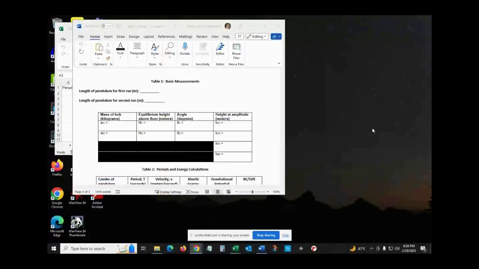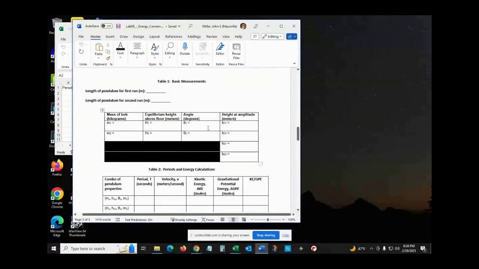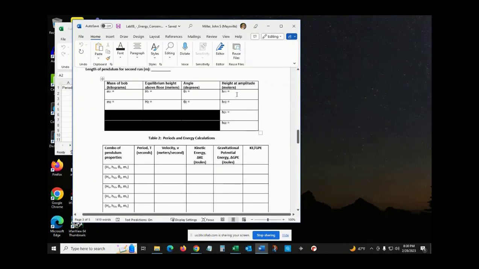You're going to completely fill out Table 1. You're going to get the original pendulum length for each run in meters, the masses that you choose in kilograms. These capital H values are the equilibrium heights measured from the bottom of the dotted line when the pendulum is hanging straight down to the line across the middle of the pendulum bob. You get your two angles measured in degrees.